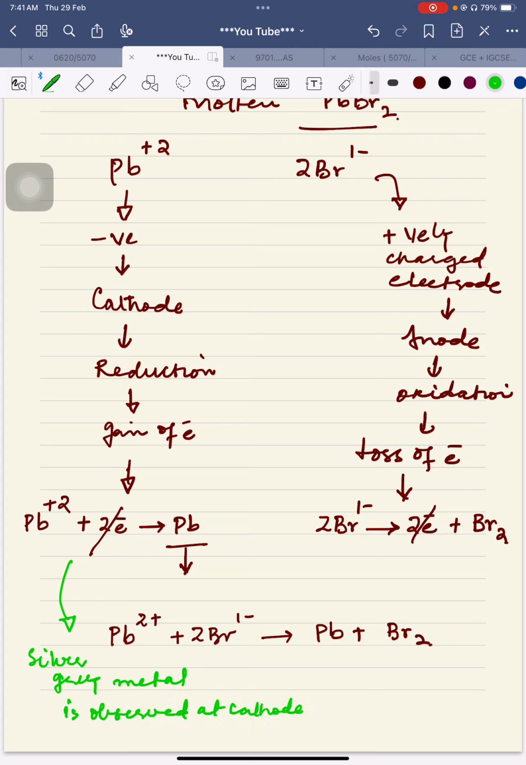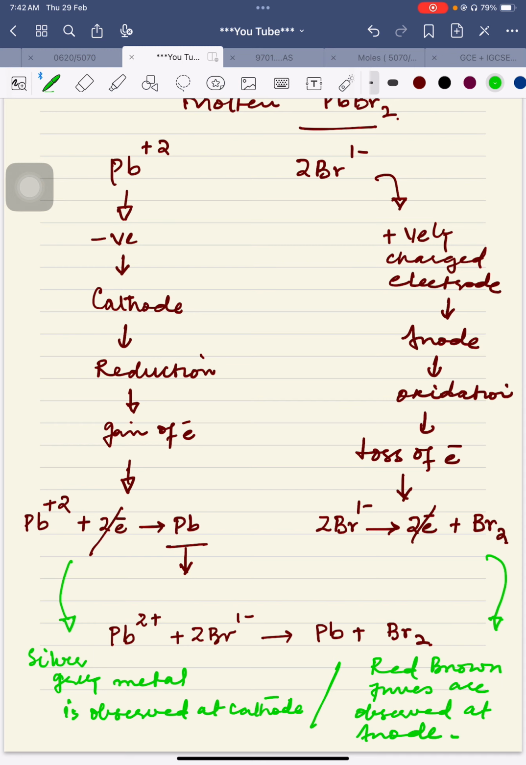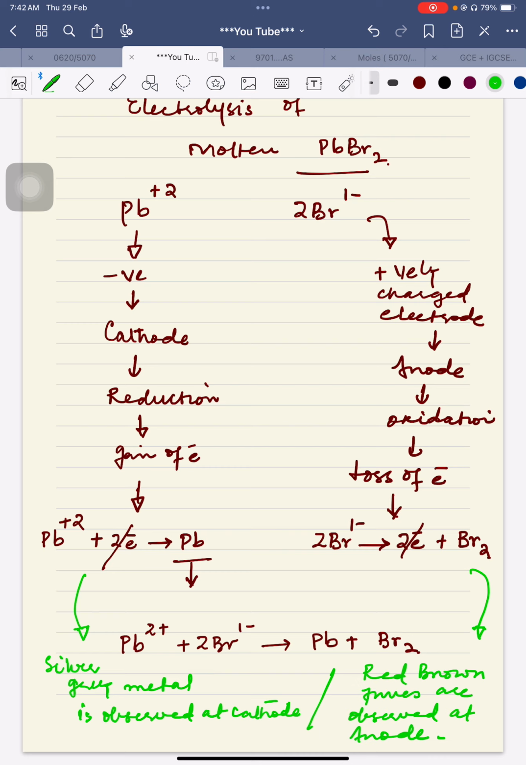And what about the Br2? This is very important as it has a very different type of observation. So what is the observation for this? You may say red brown fumes, red brown precipitates. You may say red brown fumes are observed at anode. So these are the observations related to the molten lead bromide electrolysis. As it is molten, it means it has no water in it.